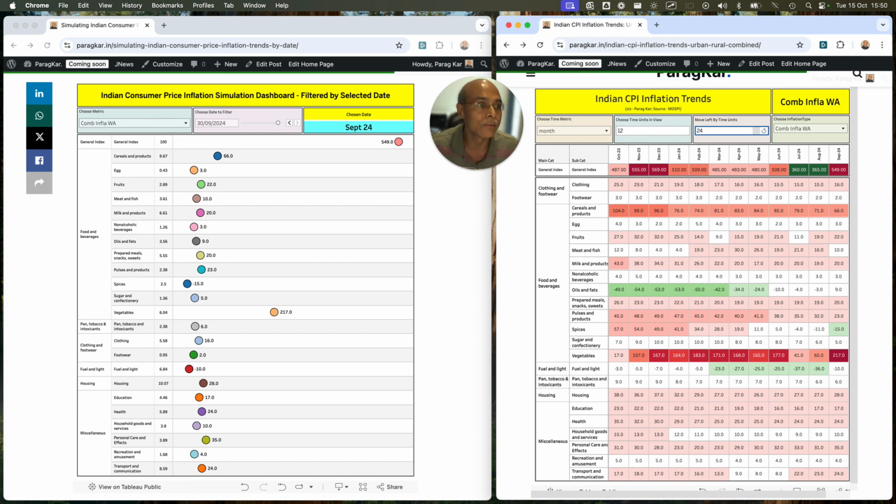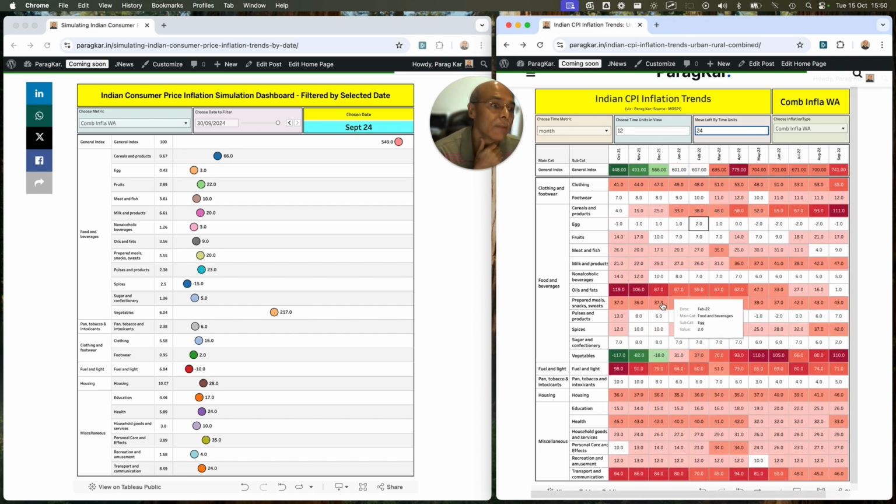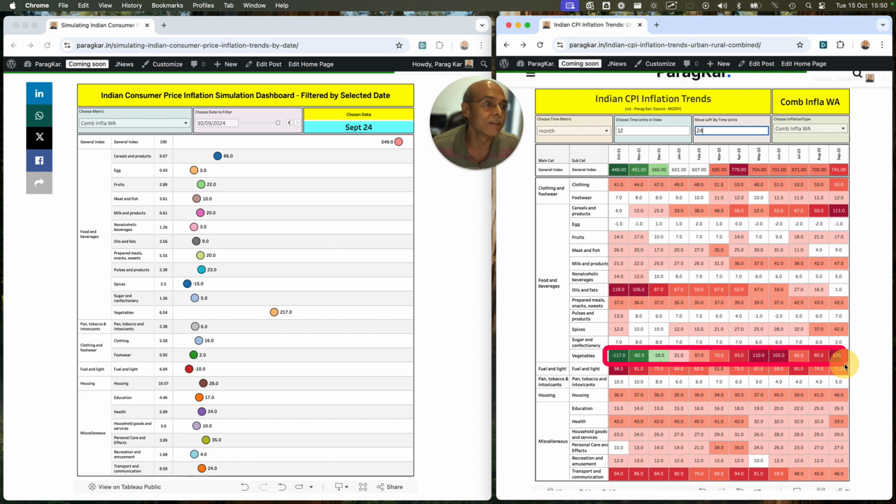So if I make it 24, 24 means I'm going back 24 months in time. So you see here the vegetable numbers are still very high, because in the period of year FY22 the inflation was pretty high, the numbers were pretty high.